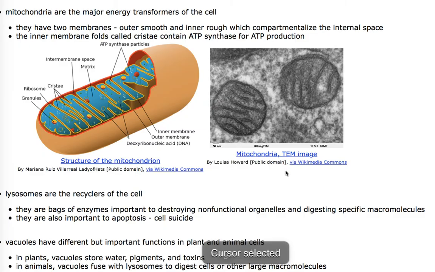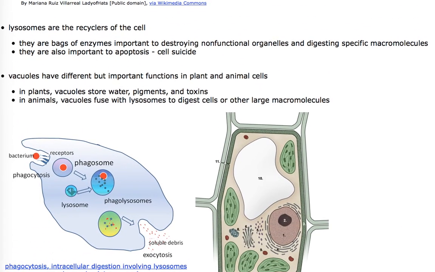Let's talk now about lysosomes, or just bags made by the Golgi that contain enzymes that are important to destroying worn-out organelles. So they're bags of enzymes important to destroying non-functional organelles, and they also digest specific macromolecules. They are also important to phagocytosis. If a cell is eaten, like this bacterium, it's absorbed into what is called a vacuole. This is a food vacuole, which is different than a water vacuole. When that happens, a lysosome fuses with it, and the enzymes of the lysosome destroy the bacterium, and then the bacterial chemicals diffuse out into the cytoplasm and feed this organism.